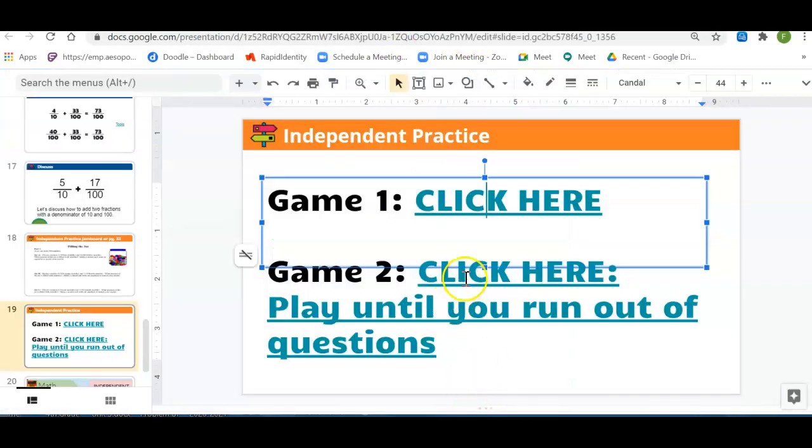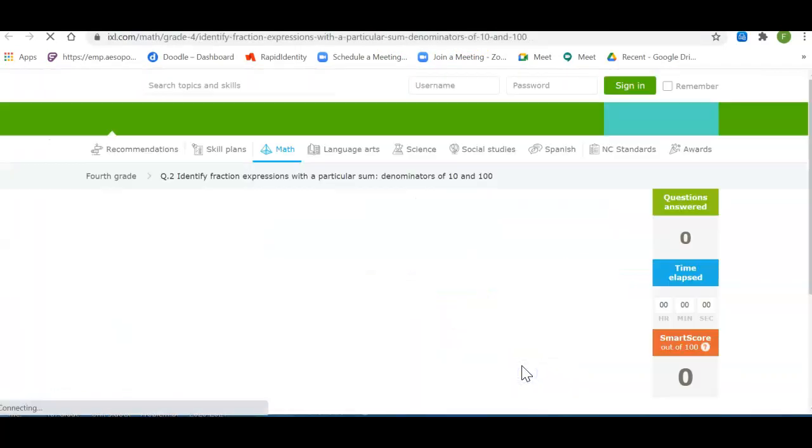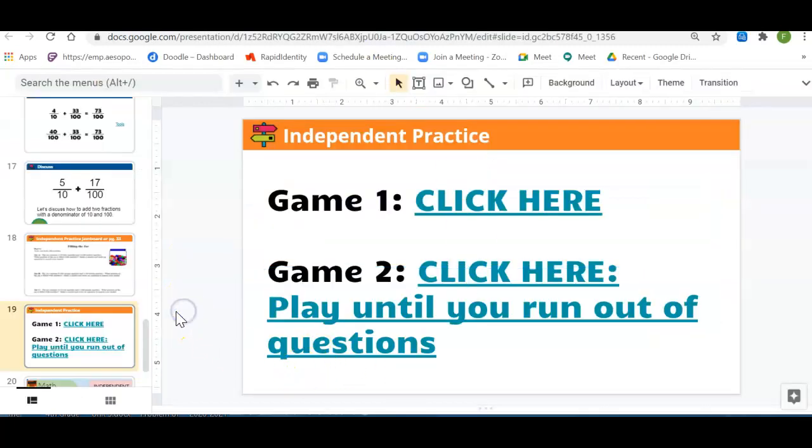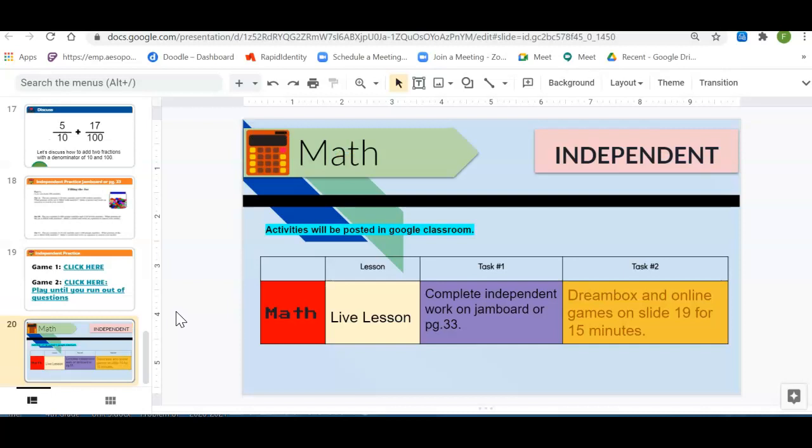And also on the second one, it is also fraction games for you to get more practice on. And there's just some questions that we want you to answer. And you may have to do some converting. 3/10, you may have to change that to hundredths, which would be 30 hundredths. So that's your independent work for the day. And lastly, this is our last slide right here. So you complete the independent work, and also I want you to work on Dreambox.